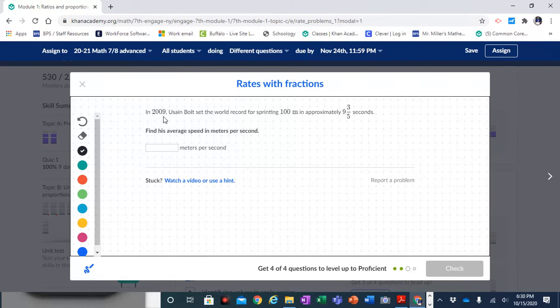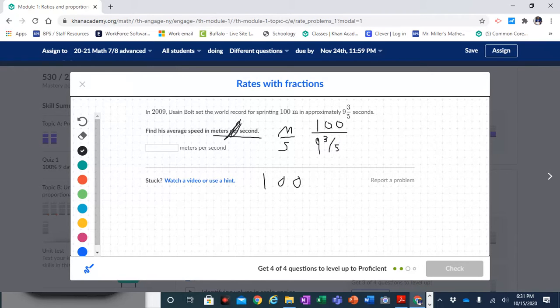In 2009, Usain Bolt set the world record for sprinting at 100 meters in approximately 9 3/5 seconds. Find the average speed in meters per second. So meters per means divide by seconds. So that means this would be 100 divided by 9 3/5.